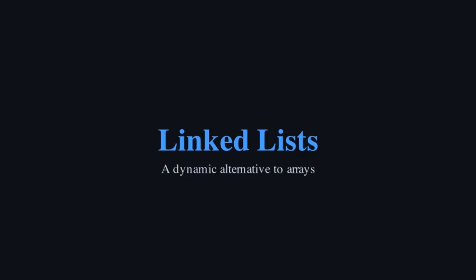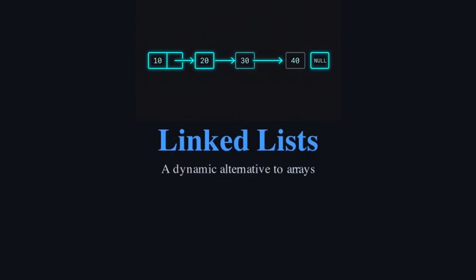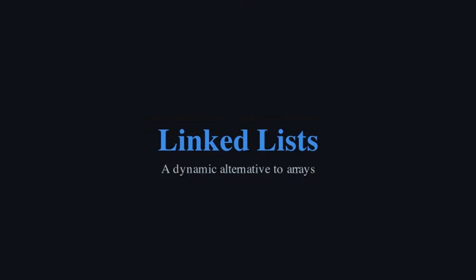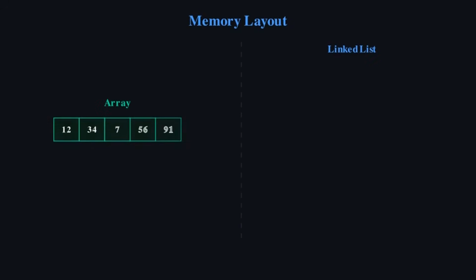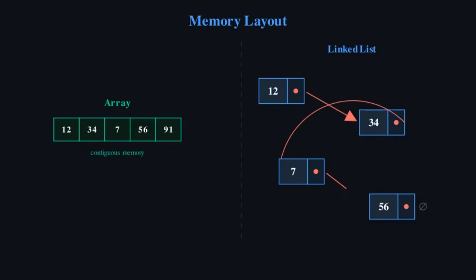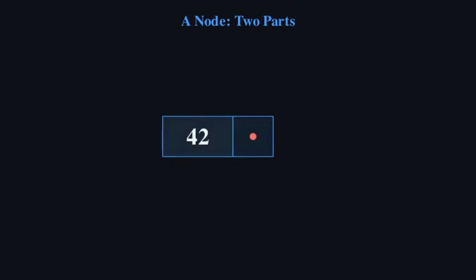Next up are linked lists. A linked list is a data structure that's used to store a collection of elements, but it does it quite differently than an array does. Instead of the elements sitting next to each other in memory, they can sit anywhere in memory. Each element, which in a linked list is called a node, contains 2 parts, the data and a reference or pointer to the next node in the sequence.